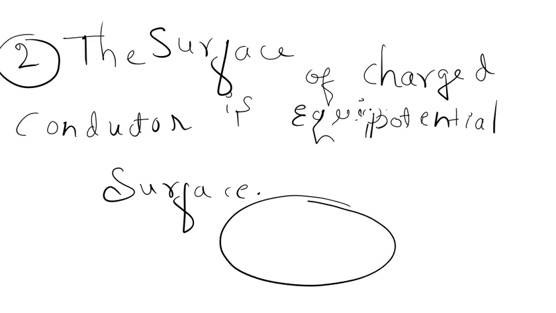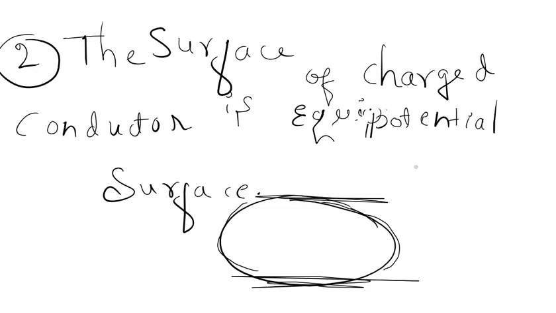Suppose I consider any charged conductor, this is a surface, and this is a surface, and this is a surface. This is the surface area. The surface of a charged conductor is an equipotential surface. So whatever the surface is, it is at equal potential, an equipotential surface.